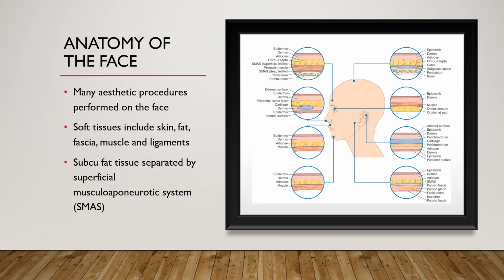Soft tissues of the face include skin, fat, fascia, muscle, and ligaments. And the subcutaneous tissue layer is separated by a superficial musculo-aponeurotic system, or SMAS for short. This is specialized to the face, and it's just a term that you need to be familiar with.